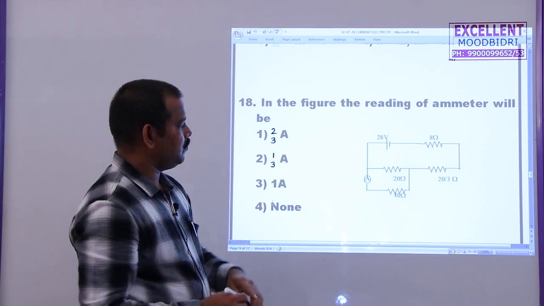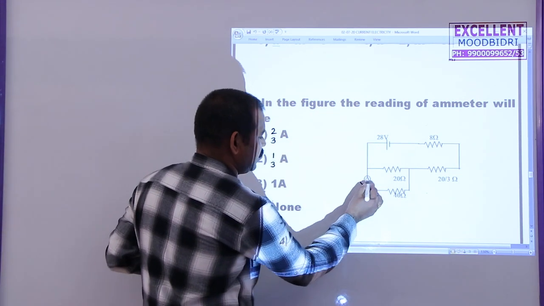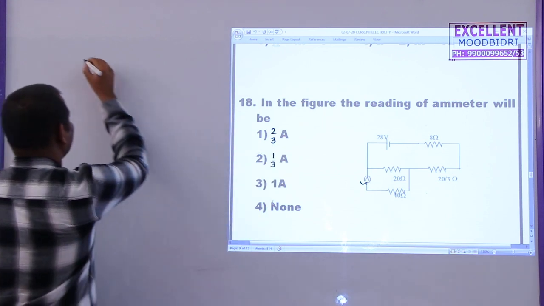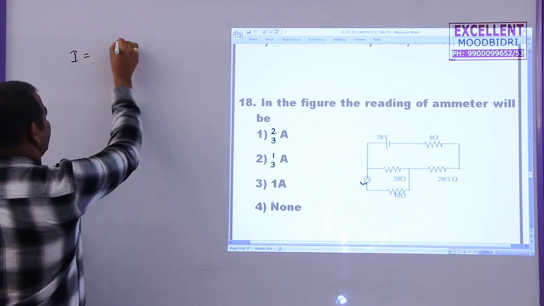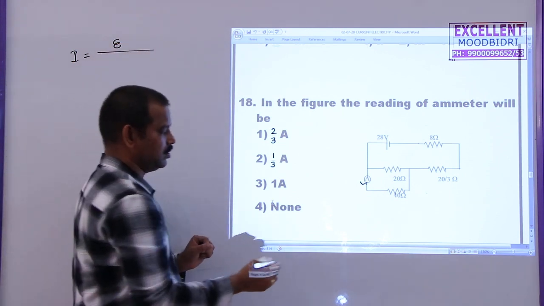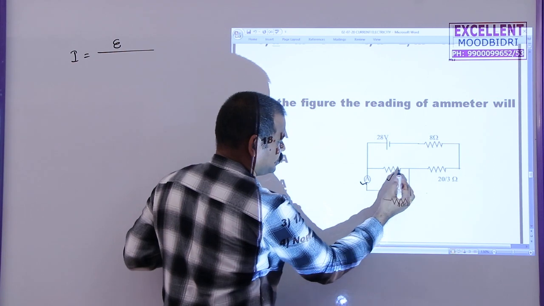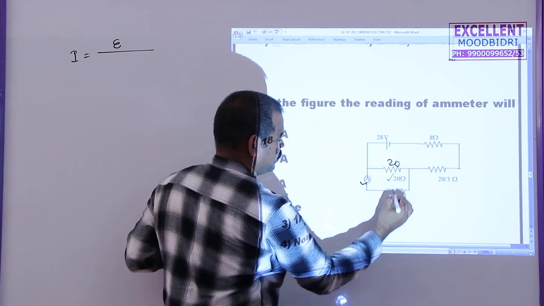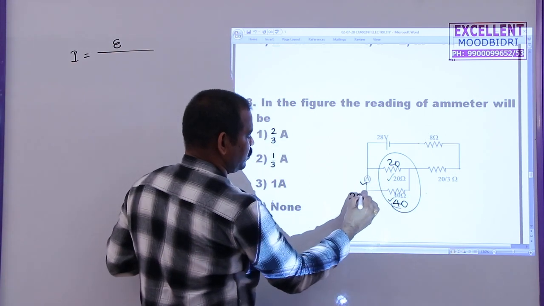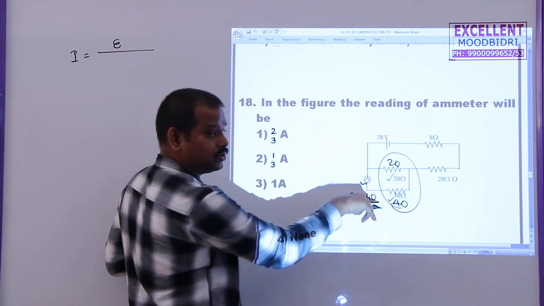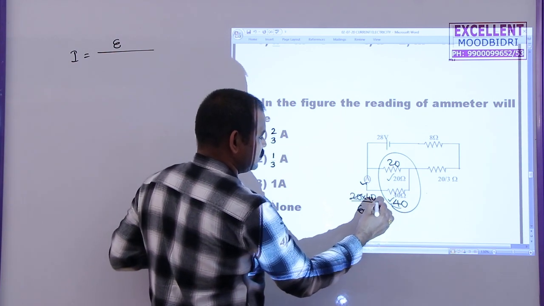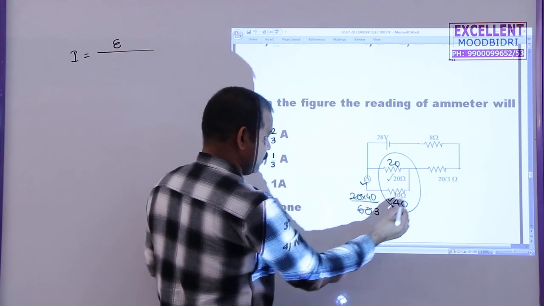In the figure, the reading of the ammeter is, so here we have an ammeter. What is the amount of current passing through this one? First of all, let me find out the main current. The main current I is given by the EMF of the cell by the total resistance of this circuit. Here 20 ohms and 40 ohms, this is 20, this is 40, connected in parallel. So 20 into 40 by 20 plus 40, which is 60.